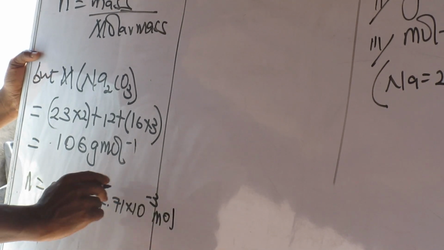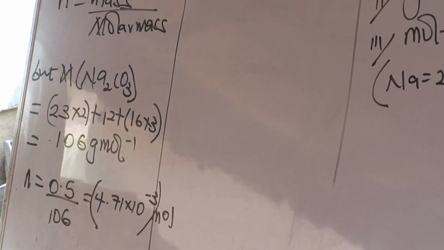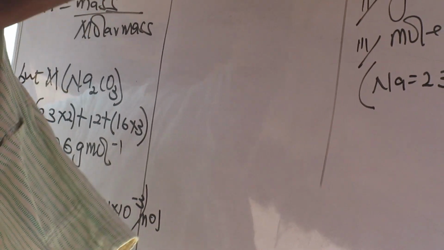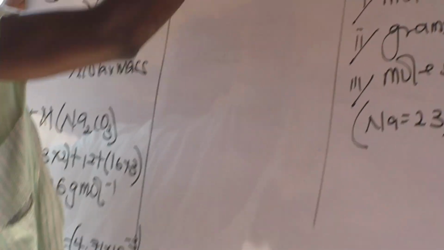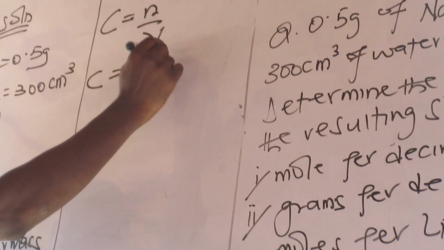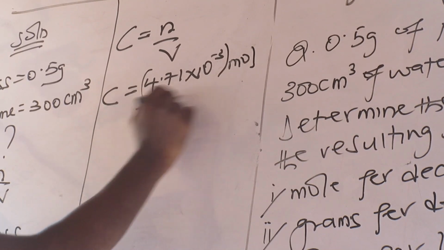So this is the answer we are getting, right? You are getting this mole. It is in the standard form, it doesn't matter, you don't need to convert it, just leave it. So concentration now is N over V. Now what did you get from your N? You see that? 4.71 times 10 to the power minus 3. That is mole. What is your V?